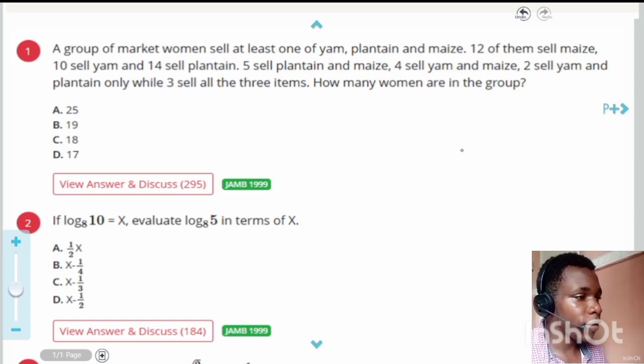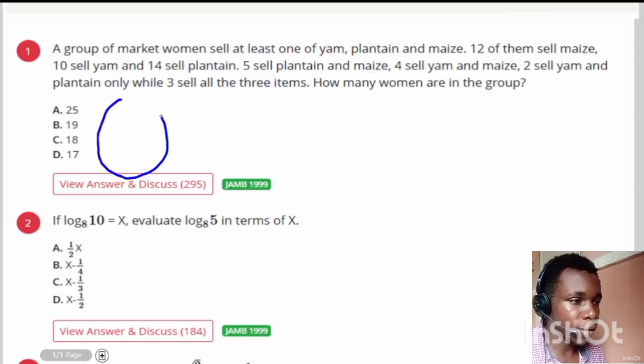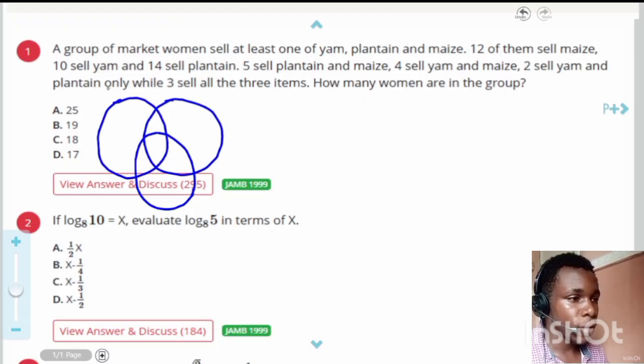All right. First, I would like to represent this with a Venn diagram. If we want to grasp the full concept of this, we usually use a Venn diagram to express sets. So I'm drawing my first circle, and I'm hoping that the overlap doesn't confuse you. I'm labeling the maize section with M, plantain P, and yam Y. So we are asked to find how many women are in the group.